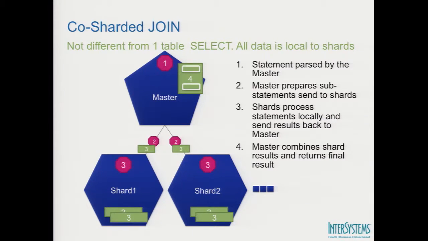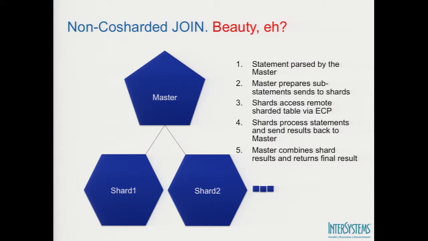The answer is on the next slide, actually. So you have a non-co-sharded join. Again, same start, starting on the master, preparing substatements. Now, a shard needs data that is located on the shard itself and the data that's located on all the other shards. We have ECP for that. So we mount all the other shards as ECP connections to that shard. We are able to efficiently reach the data.